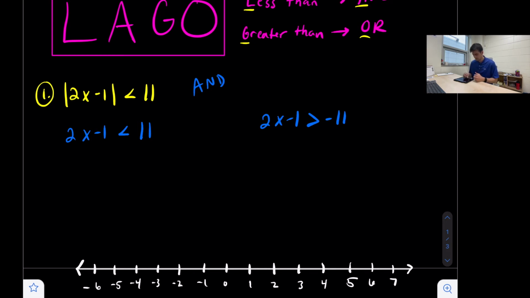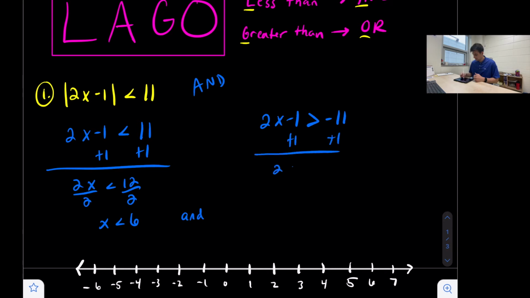So now we need to solve this to get it solved for x. So we're going to add 1. So we get 2x is less than 12. Divide both sides by 2. x is less than 6. And over here we add 1. So we get 2x is greater than negative 10. Divide both sides by 2. And we get x is greater than negative 5.